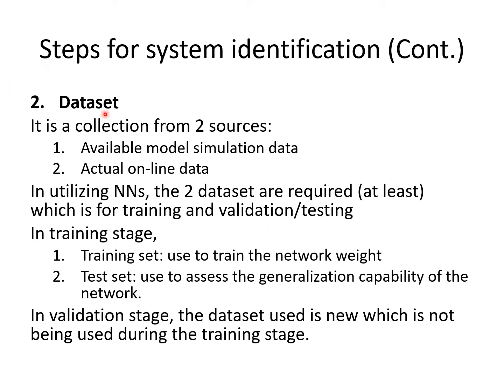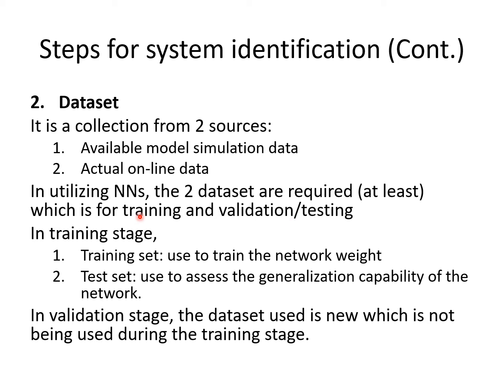The second is to get the data sets for us to train the network. Training means basically to optimize the network, so that we mainly optimize the weights. Once we get the optimized weights with the topology, that is the network that we want. We can get data from model simulation, which in this class we will get from simulation, or if we have online data, or we can combine both of them. In utilizing the neural network, at least two data sets are required: one for training and one for validation.